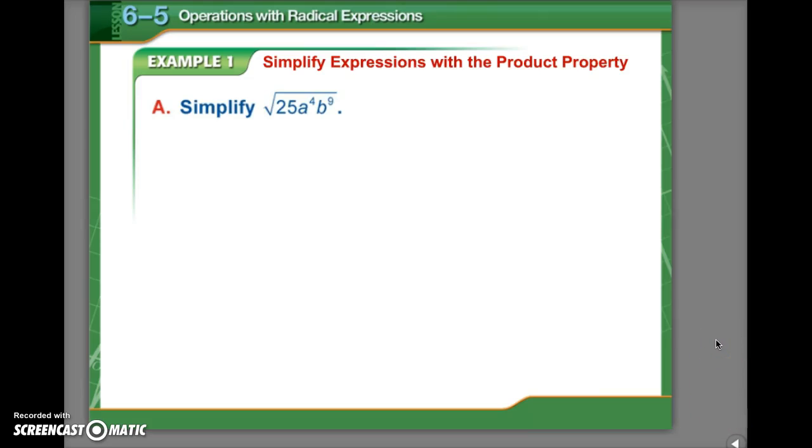So our first example, we're going to simplify expressions with the product property, and we need to simplify the square root of 25a to the 4th, b to the 9th. And this is actually pretty simple. All we have to do is give each thing its own square root, and I'm sure they're going to write that later when I show the stuff, but I'm just going to go straight to the answer right now. So I'm going to do the square root of 25, which I know is 5.